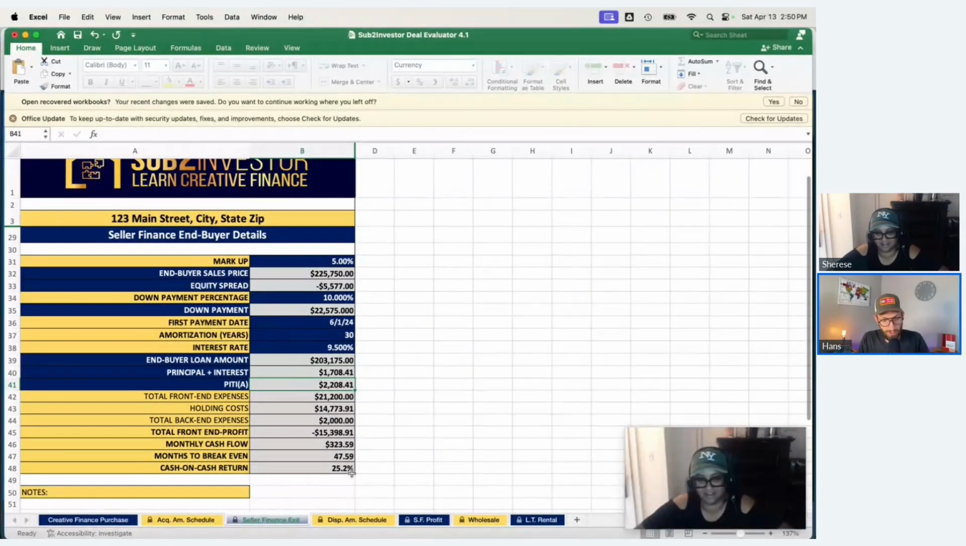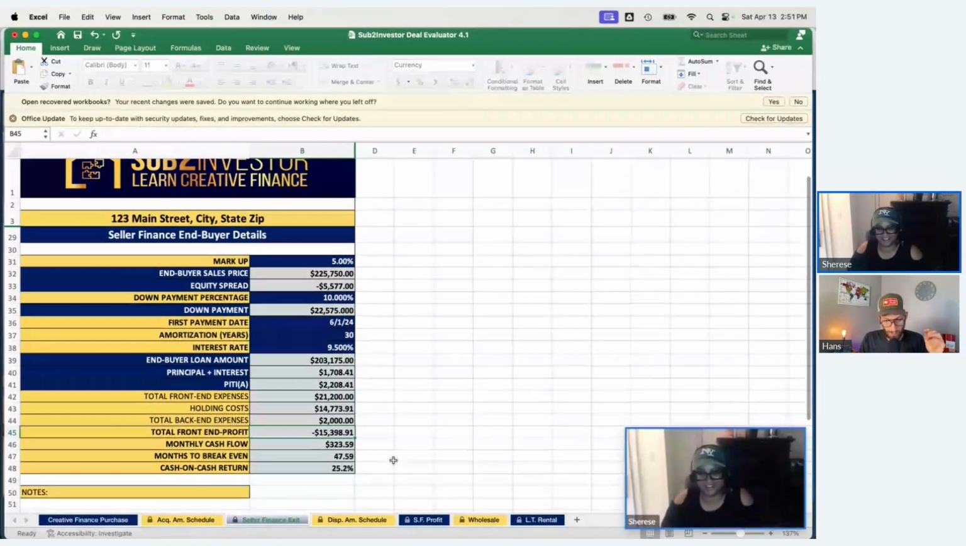I'll jump down to the cash flow right here, which is $323. So your cash flow is $323. Now, is that worth it to you? Let's take a look at the rest of the numbers. You had $21K front-end expenses, your holding costs, and your back-end expenses, which means you're actually going to be negative $15,000 in the deal. You have to pay off your private money lender, and you're still going to be in the deal $15,000 after your down payment.